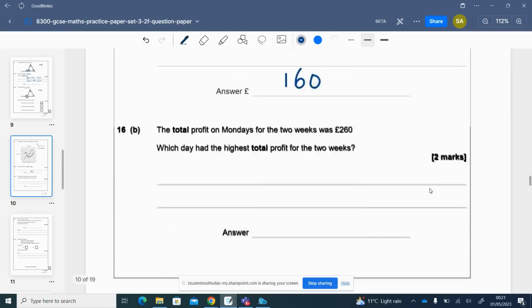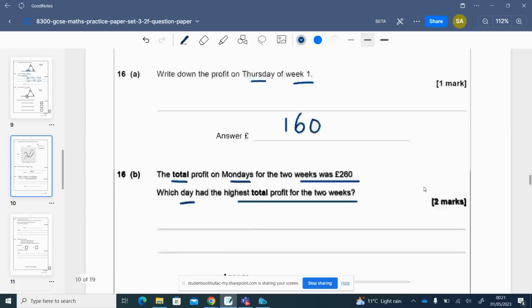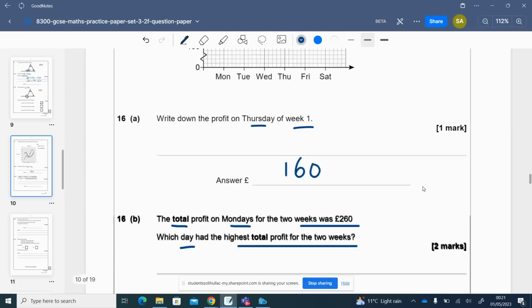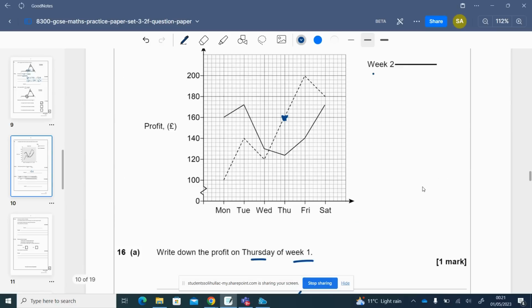16b, the total profit on Mondays for the 2 weeks was £260. Which day had the highest total profits for 2 weeks? So if you look at the graph again, the total profit on Mondays for 2 weeks was 260. Which day has the highest total profit? So if you look at the graph, the highest point on the dotted line is on Friday.